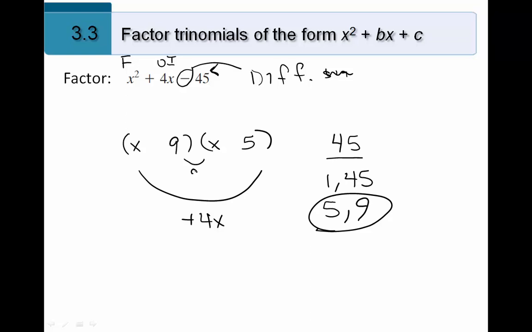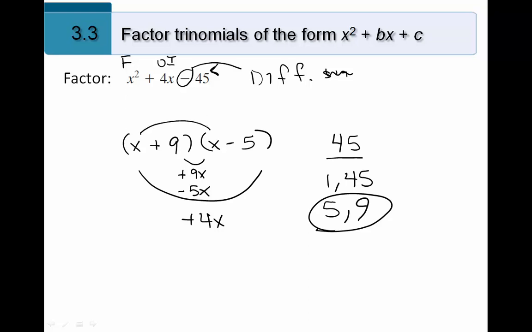9 times x is 9x. 5 times x is 5x. In order to add up to positive 4x, my 9 would have to be positive, my 5 would have to be negative. So positive 9, negative 5. And then just double check using FOIL.